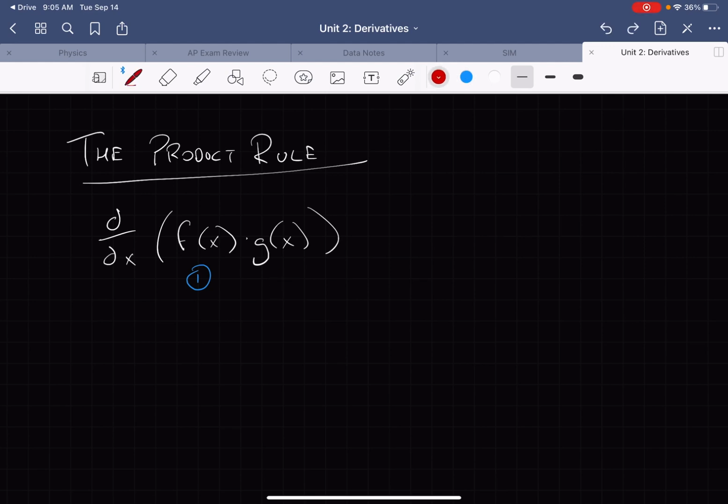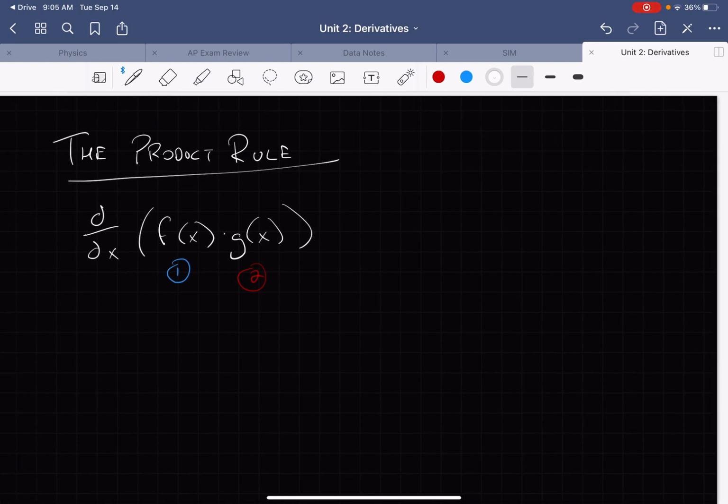And let me use a different color for g of x. Let's go red. So to find the derivative of this, the formula is that you take the derivative of the first function and multiply it with the second function, and you don't do anything to the second function, so it's just times g of x. And then you add it with the opposite of what you just wrote. So you would multiply that times the first function unchanged times the derivative of the second function.